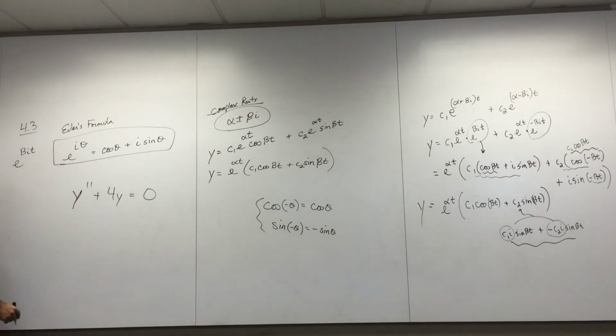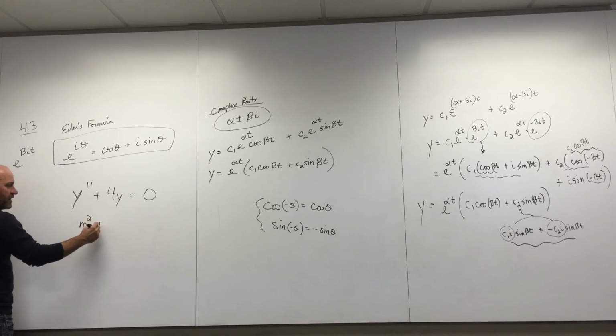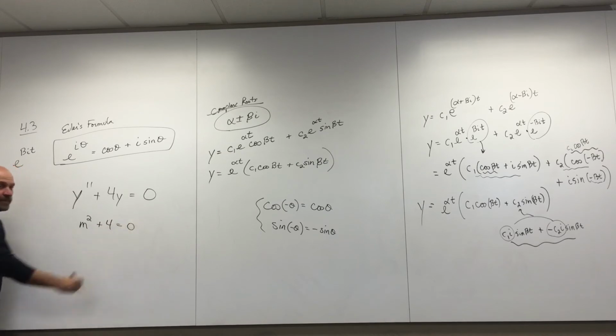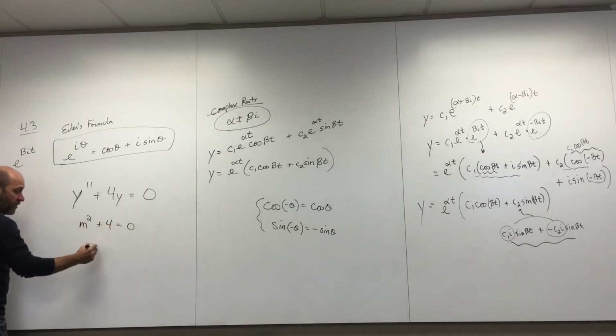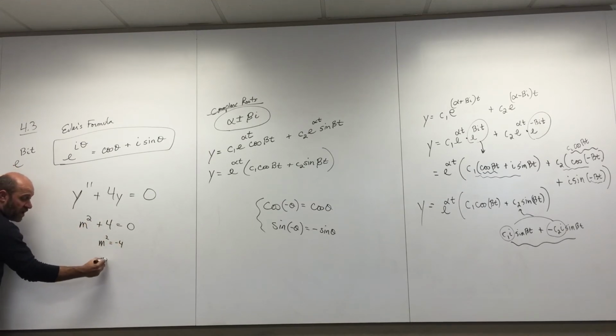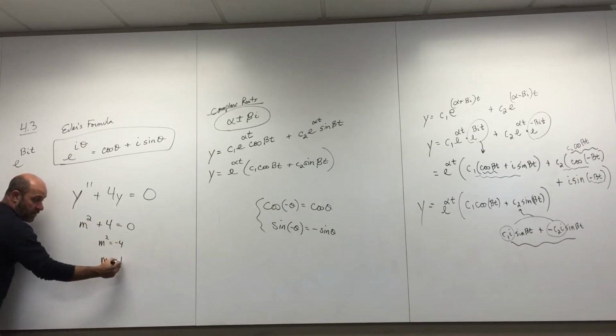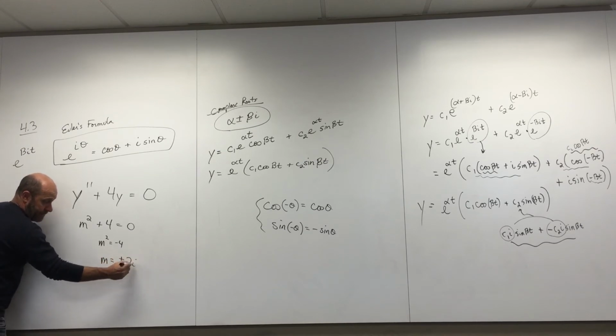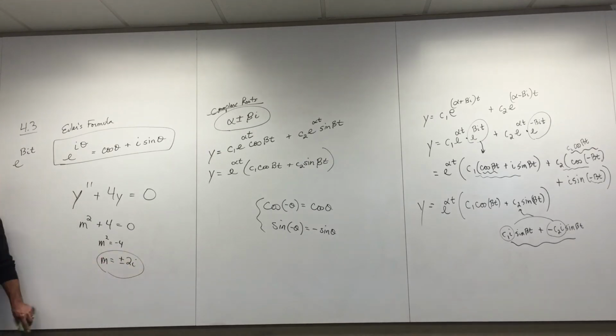So what do we do? Write your auxiliary equation. What's your auxiliary equation? M squared plus 4 equals 0. Okay, you try to find your roots. Move the 4 over. It's a negative 4 when you move it over. Your roots are plus or minus 2i.